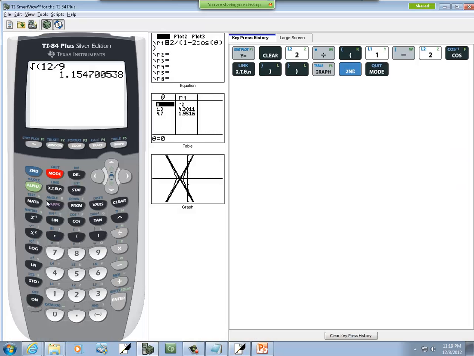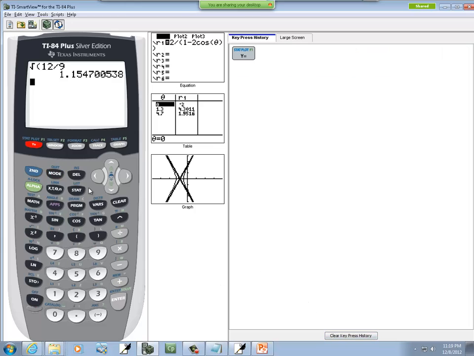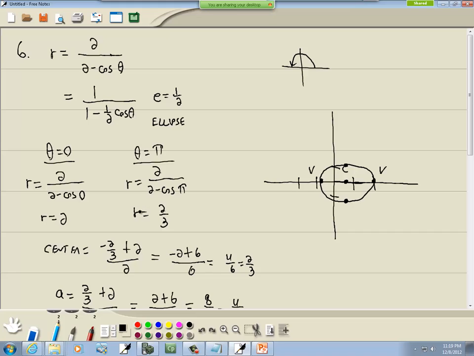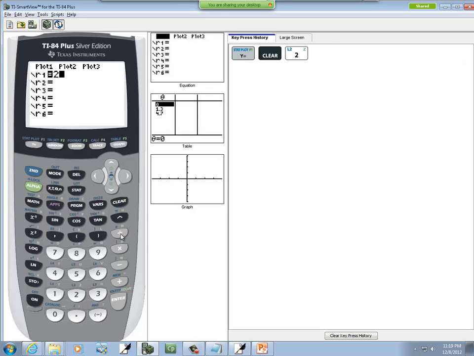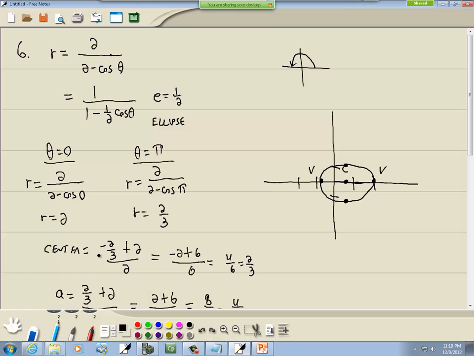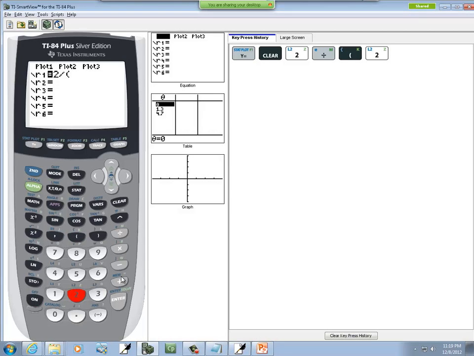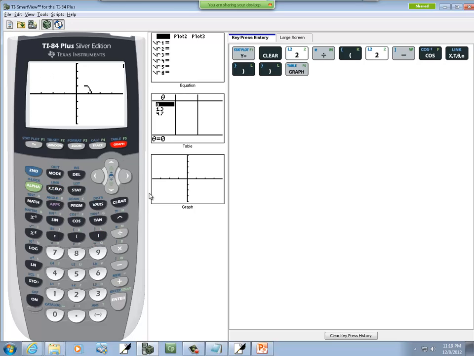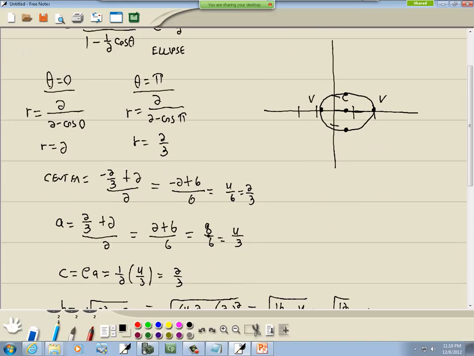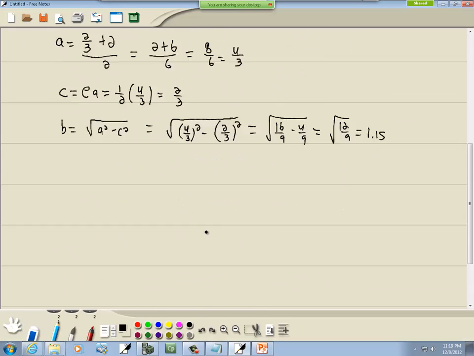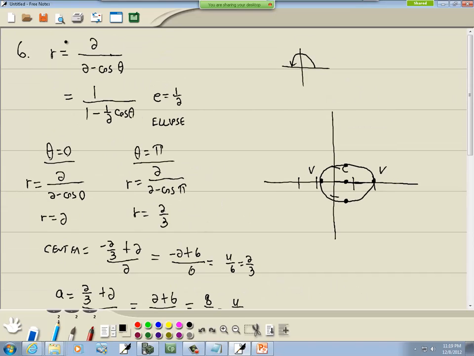Okay, well, let's graph this on the calculator. So I'll press y equals, clear, and I'll do 2 divided by, and put parentheses around the bottom, 2 minus cosine. And then graph. And that'll give us our same graph as we got there. Let me save that.